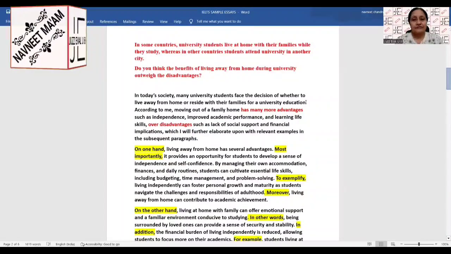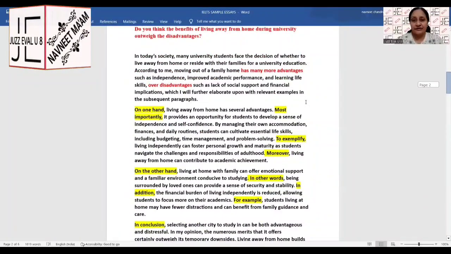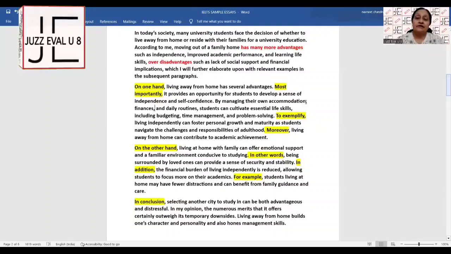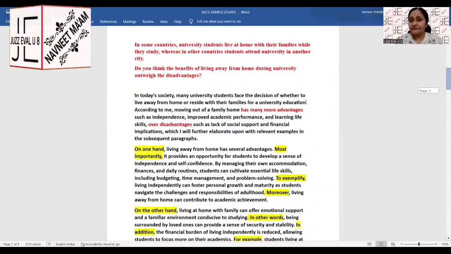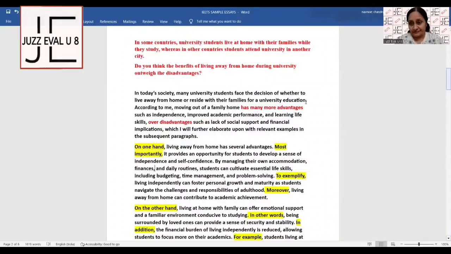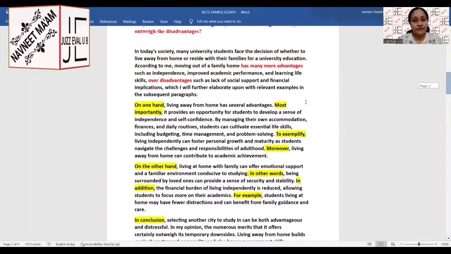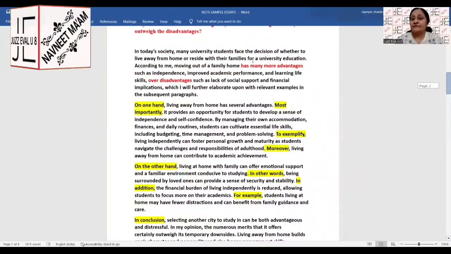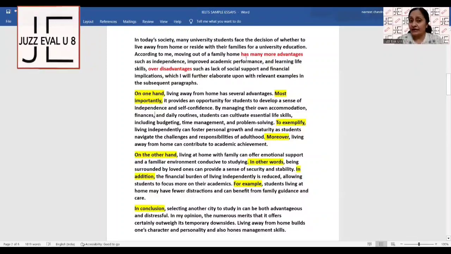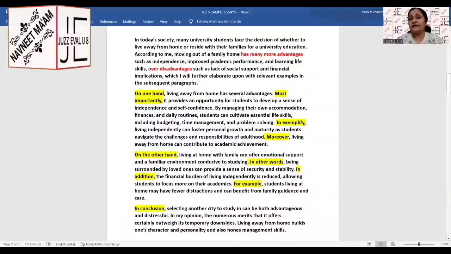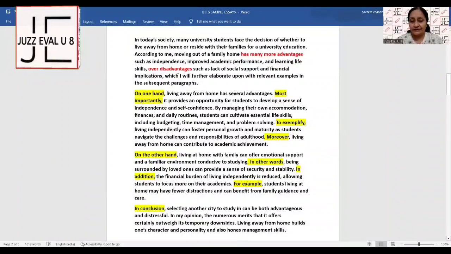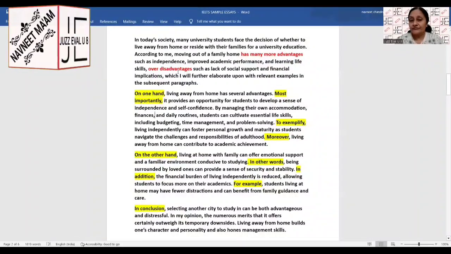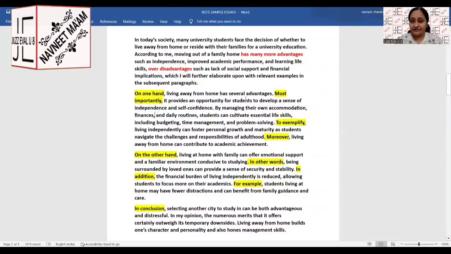So again, this is an opinion-based essay because the examiner is asking your opinion. He is again asking you, do you think? So then give your opinion. And like I've mentioned here, I've highlighted this, has many more advantages over disadvantages. That means advantages are more and disadvantages are less.